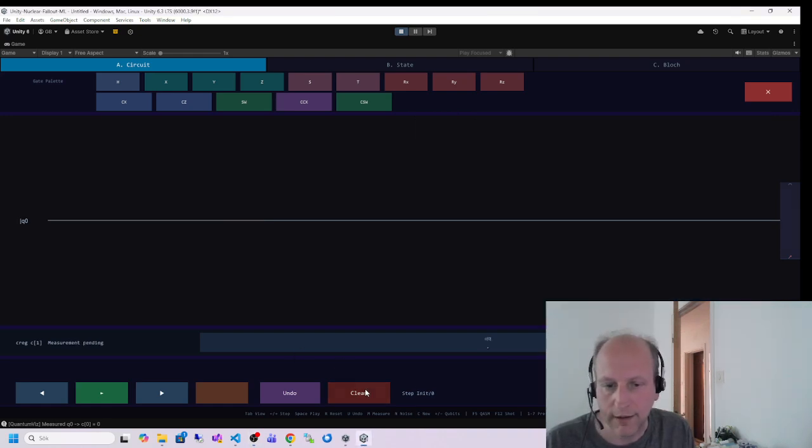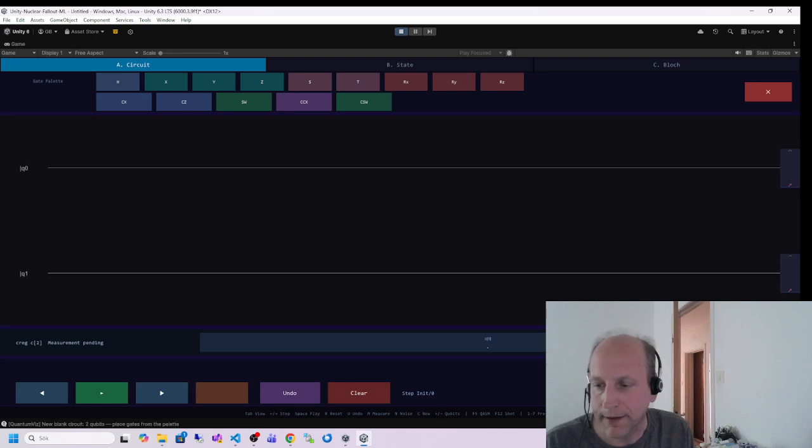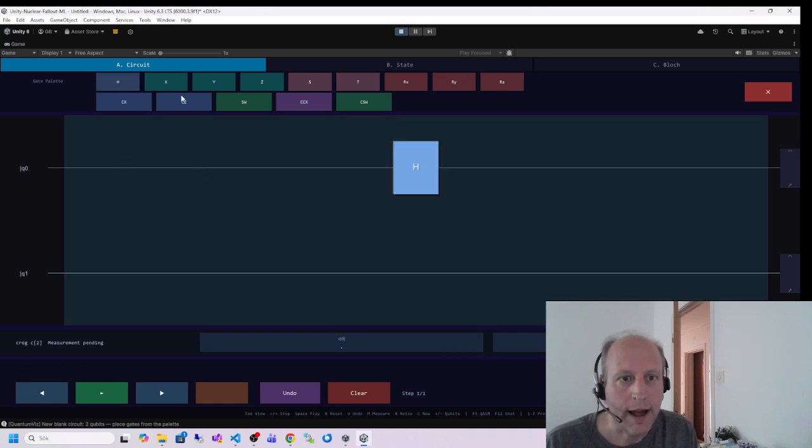Let's clear this. Now I will increase the complexity, so I add another qubit. Let's select a Hadamard, and then we select a CNOT. It's here, where qubit 0 is the control and qubit 1 is the target.